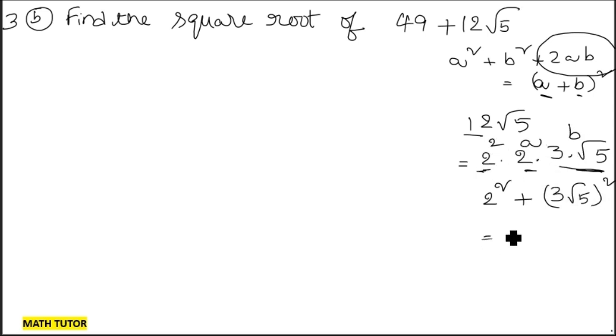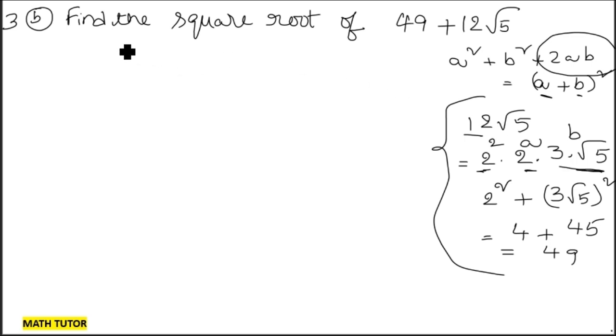Okay, so 2 square is 4, 3 square is 9, 9 fives are 45. 4 plus 45 is nothing but 49. So our assumption of A and B are correct. So let us proceed.